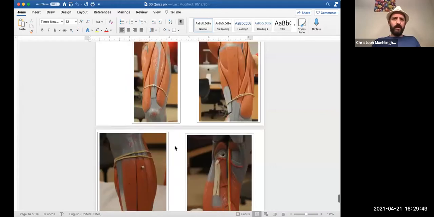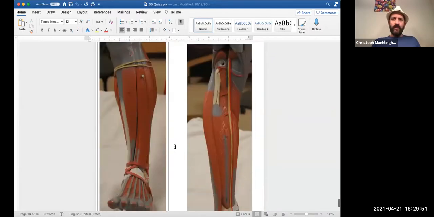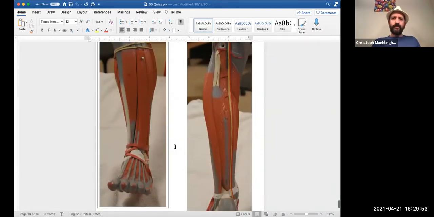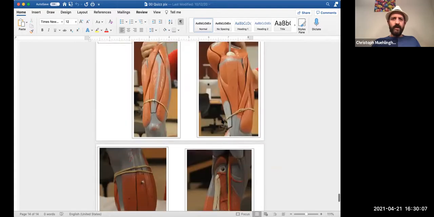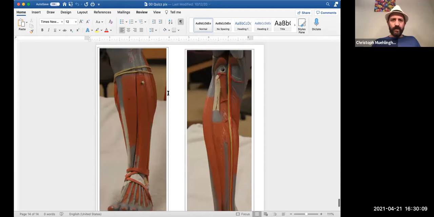Let's look at the model real quick, and then we can catch a breath maybe. I need to catch a breath. So, front on the outside of the leg here is the tibialis anterior. This is the back, the tibialis posterior. And I don't have a good picture of the fibularis, but it's right here on the outside.